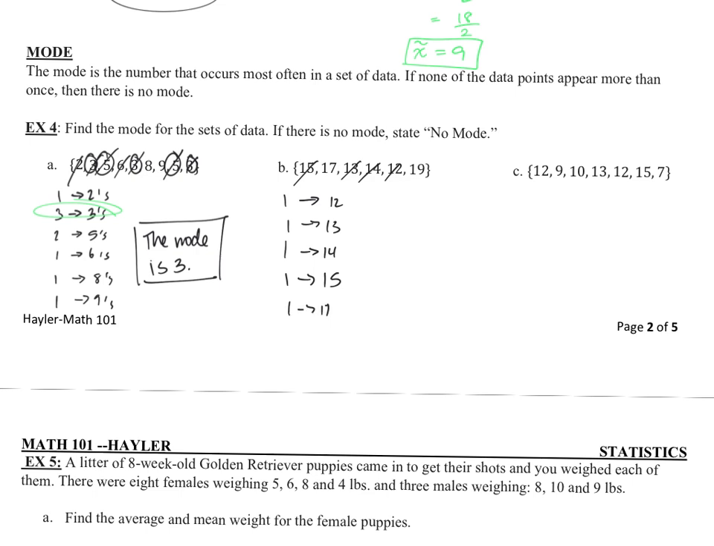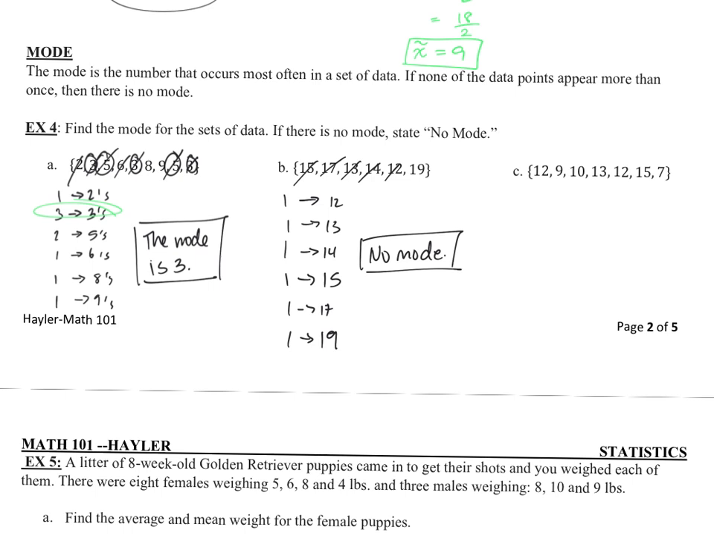1 17 and 1 19. In fact, we don't have any repeats at all. So the answer here would be no mode. There is no number that appears most often. They all appear only once.